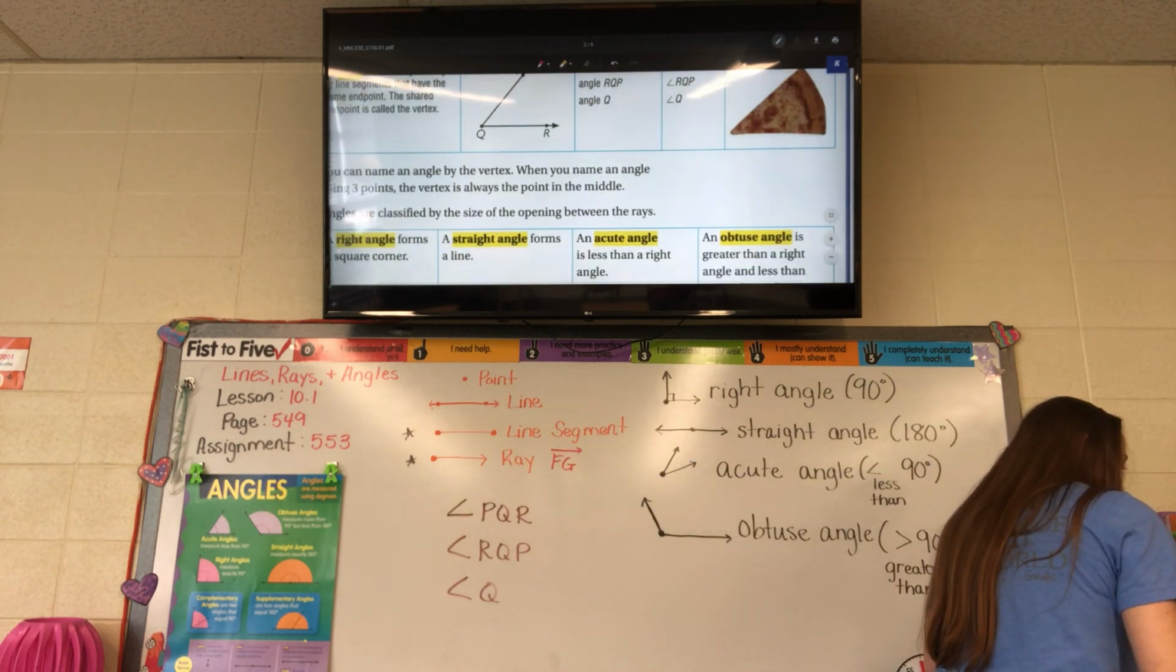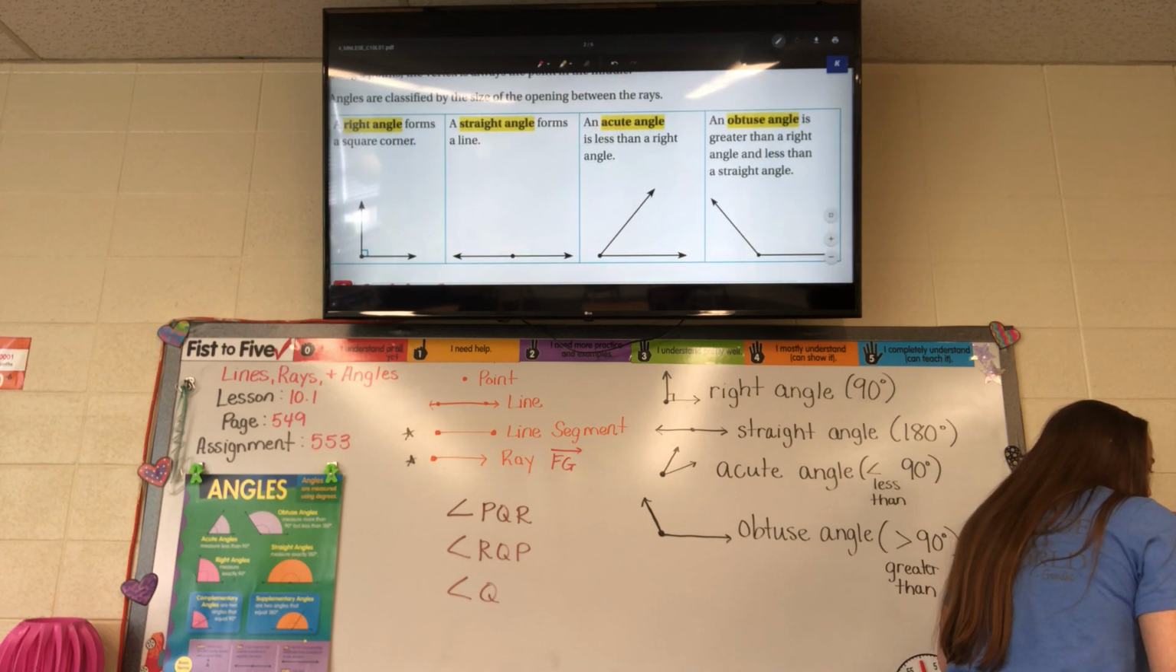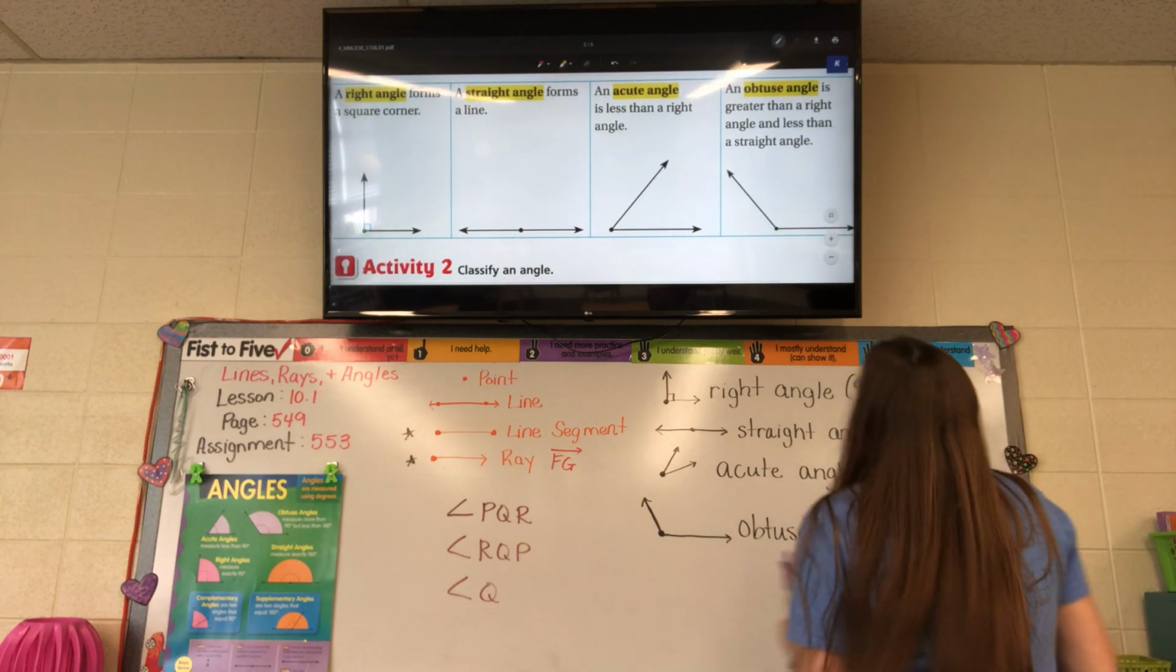So here are the different types of angles, and we have talked about these a little bit.